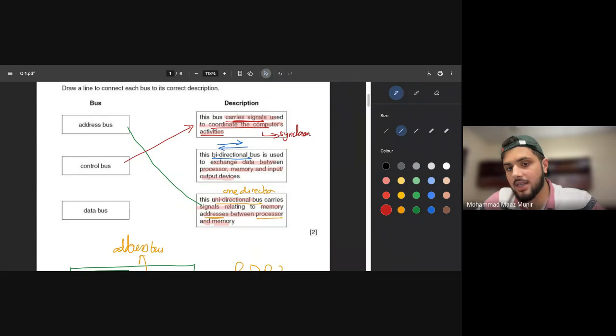Now, at some point in your exam paper, they might make use of the word synchronize. But at the same time, they can also make use of different words which tell the fact that your multiple activities are being coordinated.